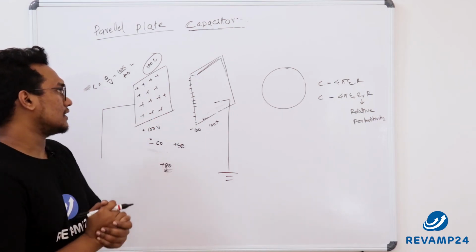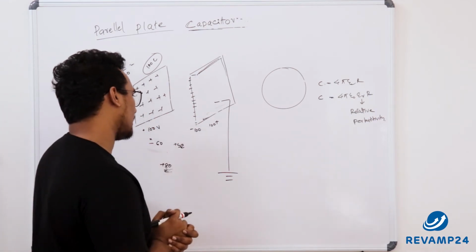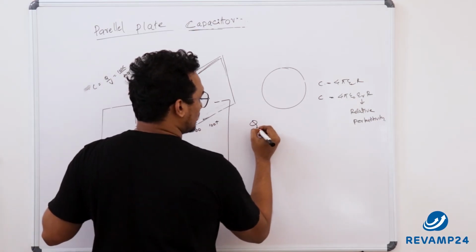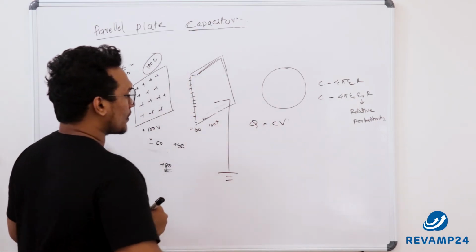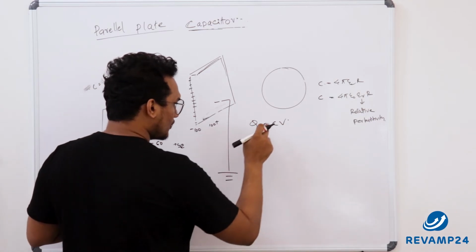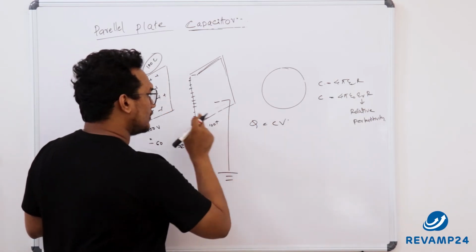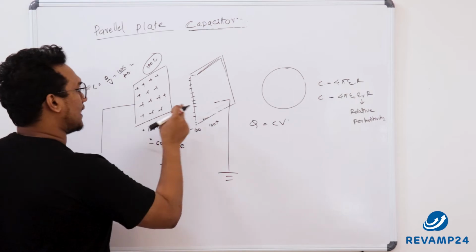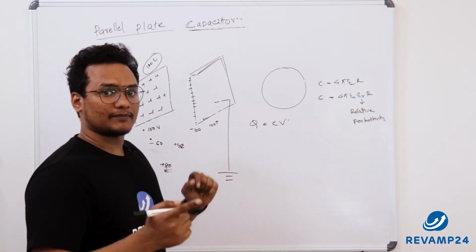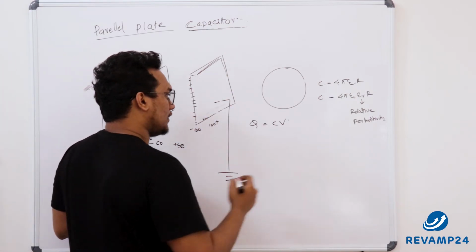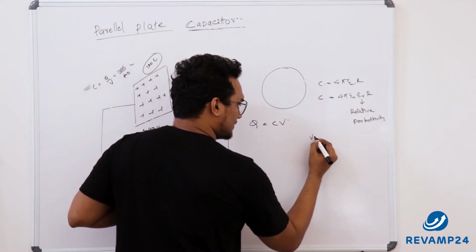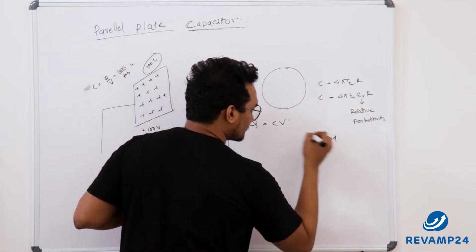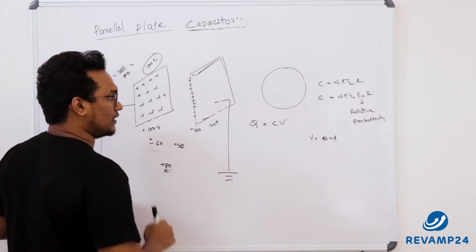Now we have to find out the value of capacitance. How will we find the value of capacitance? We know the equation Q = CV. Now we know the electric field in between two parallel plates. We have learned it in the first chapter. If you don't know, you can use this equation: V = E × D. We have to substitute the value of V here, right?